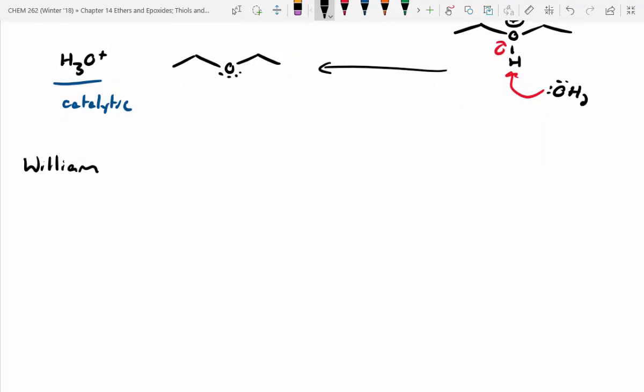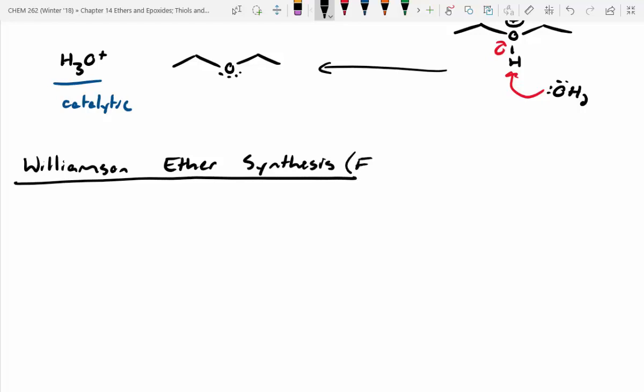However, we didn't really talk about the naming before. This is called the Williamson ether synthesis. And again, this is just a fancy name for SN2.